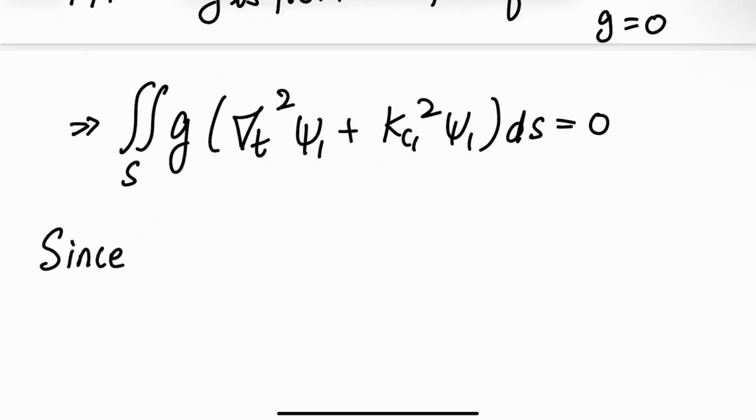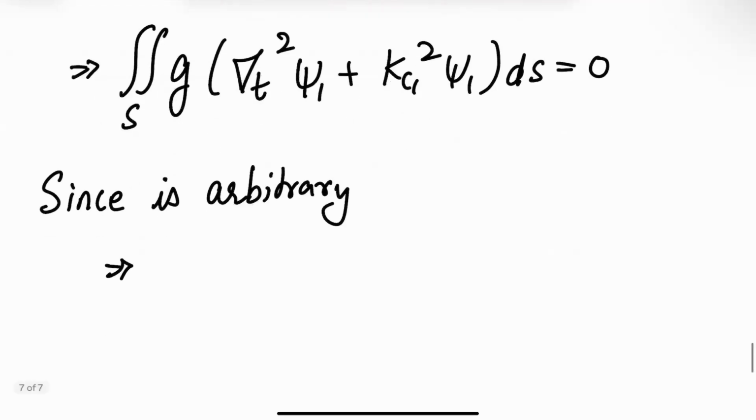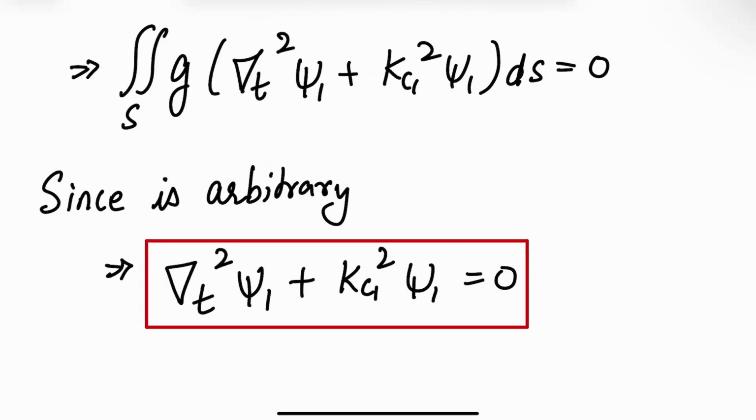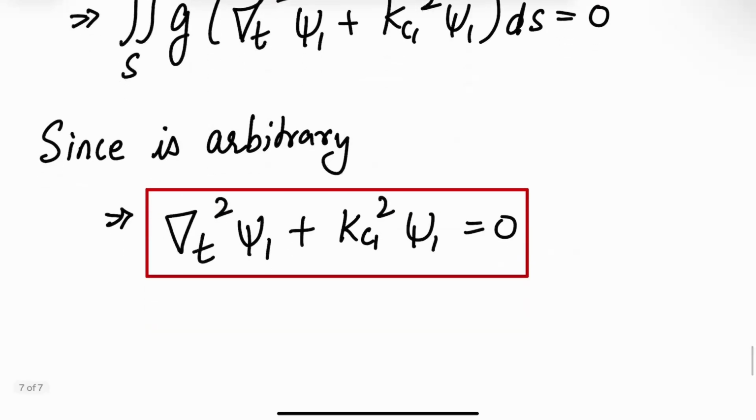Now, since G is arbitrary, this implies that the argument must be 0. Right? Since it's true for many G's or all G's, it can only be true if the argument is 0. And we've used that kind of argument before. This is exactly what we wanted to prove. So we've shown that if we take psi1 to be the function that minimizes the functional, it satisfies the wave equation with eigenvalue kc1 square.